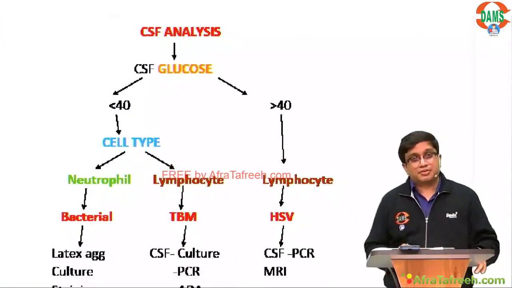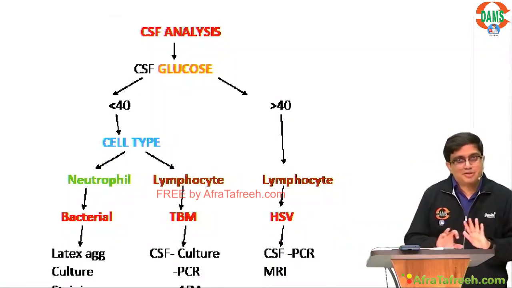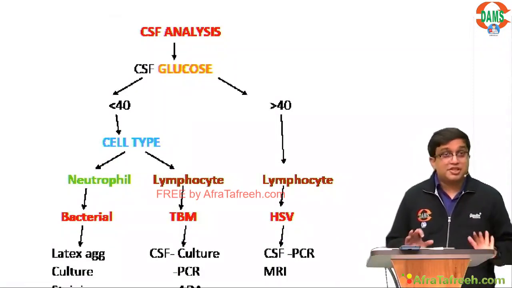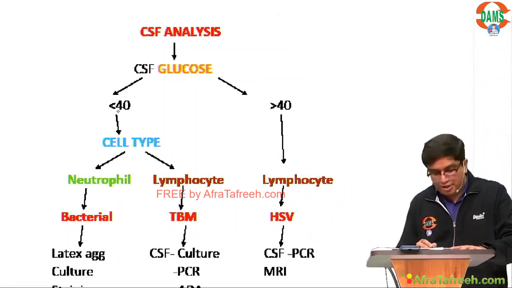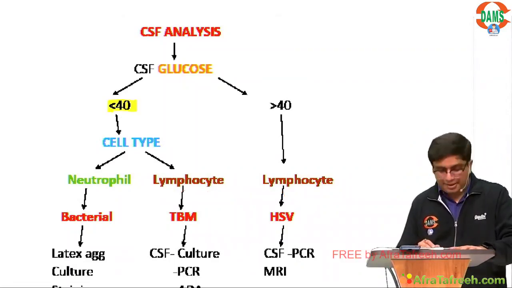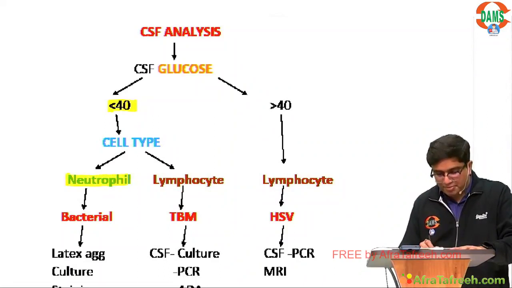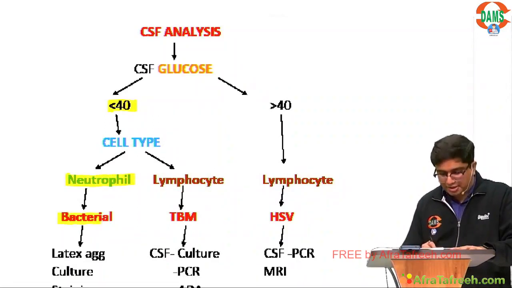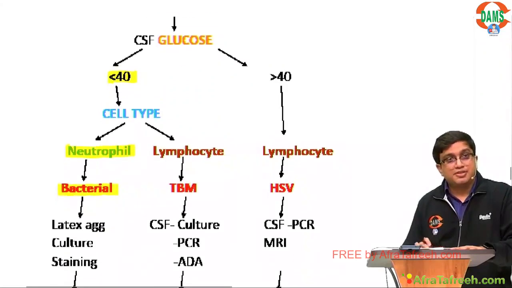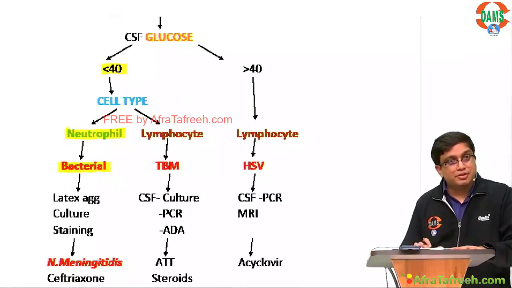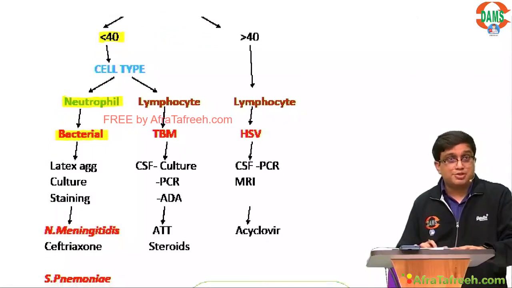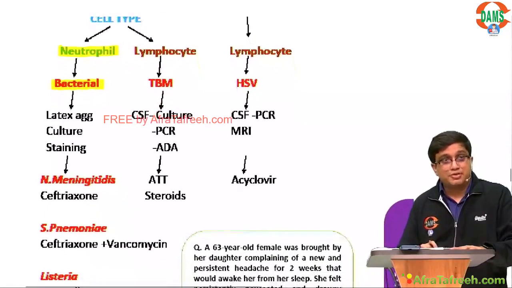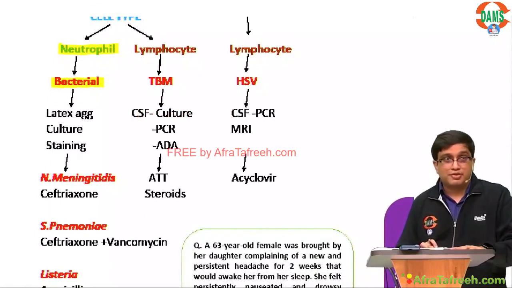CSF analysis. I'm not writing anything over here, it's more of reading now. In CSF analysis, you look at the CSF glucose. If it is below 40, you have hypoglycorrhachia, you look at the cell type. If the cell type is predominantly neutrophilic, you think about bacterial meningitis. You subject the CSF sample for latex agglutination, culture and staining of course. For Neisseria meningitidis or meningococcal infection, you can start with ceftriaxone. For pneumococcal, ceftriaxone and vancomycin.